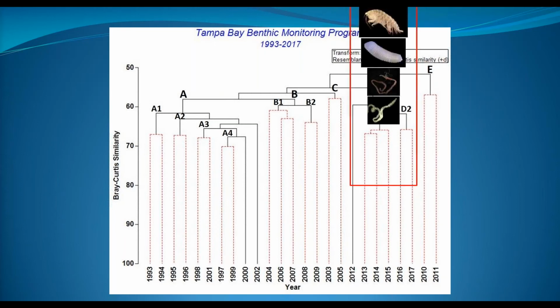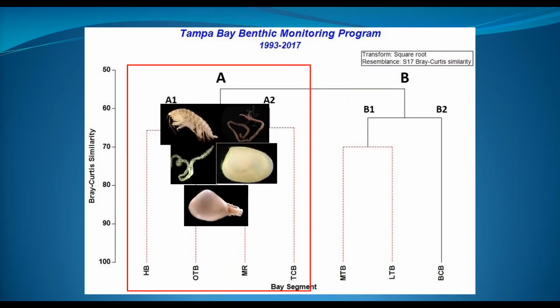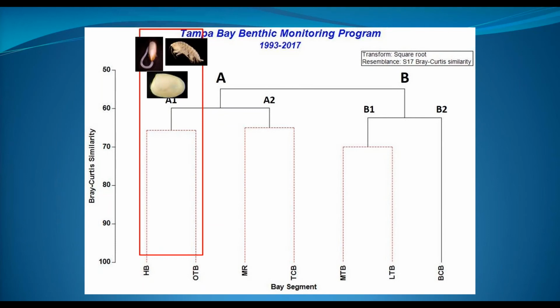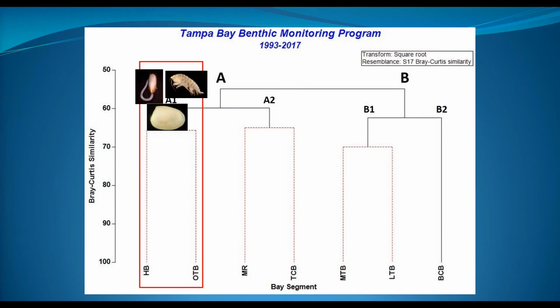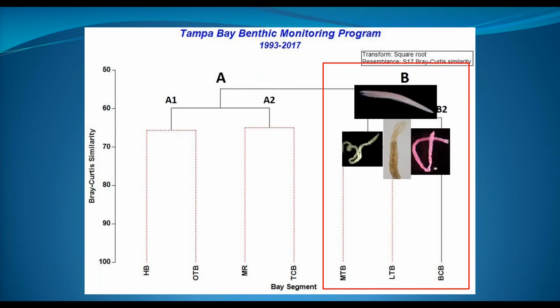And we can skip on to the next slide. Also looking at the assemblages by bay segments, Old Tampa Bay, Hillsborough Bay, Manatee River, and Terra Ceia Bay had a similar species assemblage dominated largely by Ampelisca holmesii and Curtiella. Next, Hillsborough Bay and Old Tampa Bay were more similar to each other, dominated largely by Glottidia, Ampelisca and Curtiella. And Manatee River and Terra Ceia Bay clustered together as well, and they were dominated by the bivalve Mulinia lateralis.